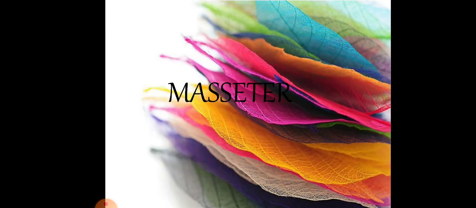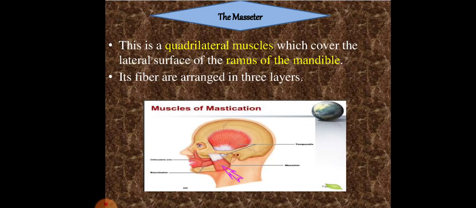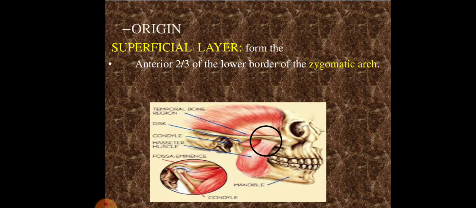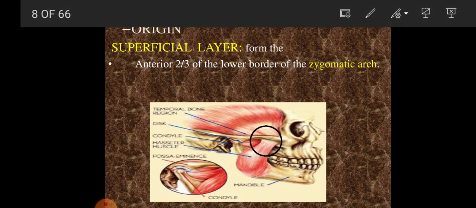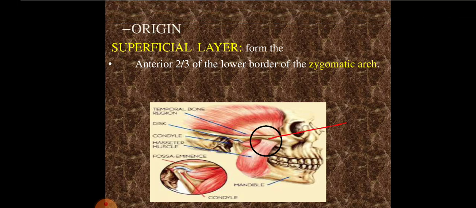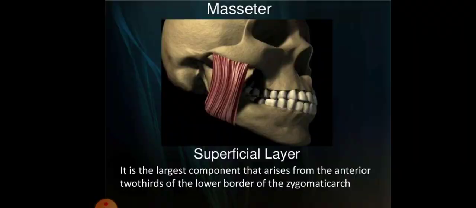First we discuss the masseter. The masseter is a quadrilateral muscle which covers the lateral surface of the ramus of the mandible. Its fibers are arranged in three layers. The origin of the superficial layer is from the anterior two-thirds of the lower border of the zygomatic arch, as we can see in the diagram. This is the zygomatic arch. From the anterior two-thirds there is the origin of the superficial layer of the anterior fibers of the masseter.